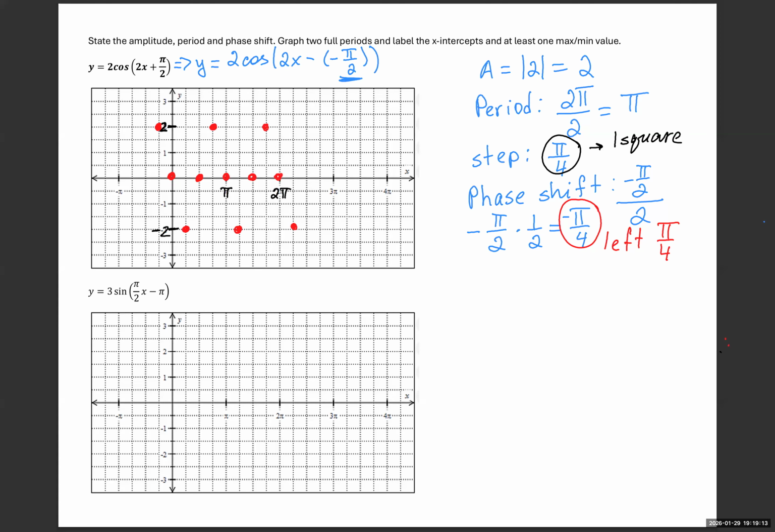So let me connect the dots. Smooth curves, no edges, no sharp turns. There you go.